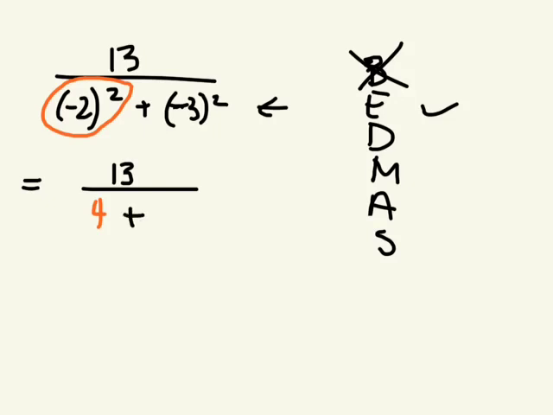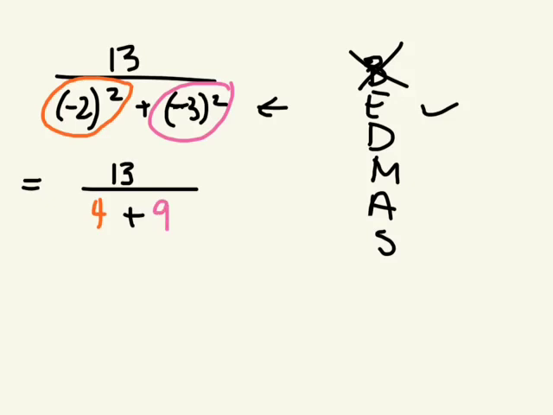Plus, we have another exponent. We have a power here, right? We have negative 3 squared, which means negative 3 times negative 3. So again, a negative and negative is a positive, good, and 3 times 3 is 9. Okay. 9.